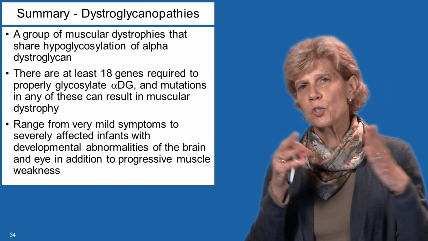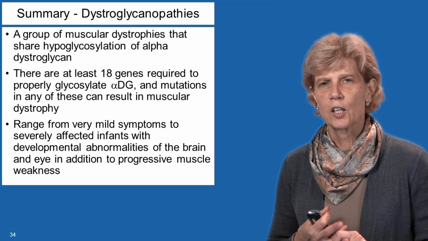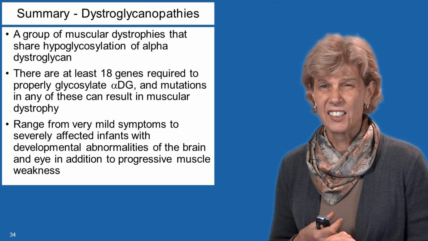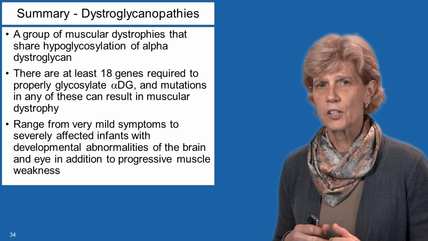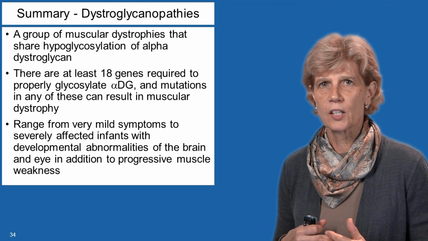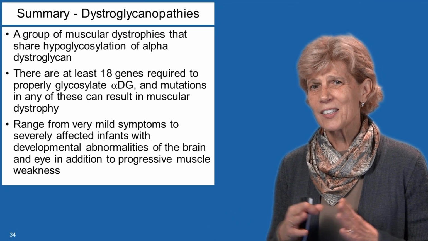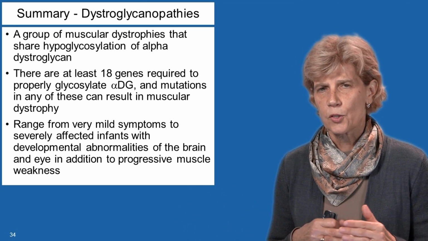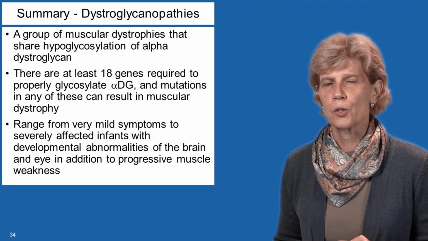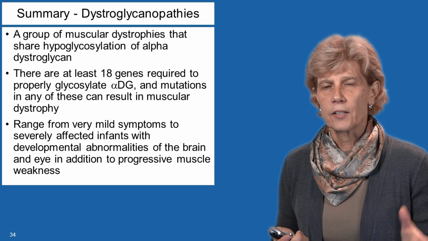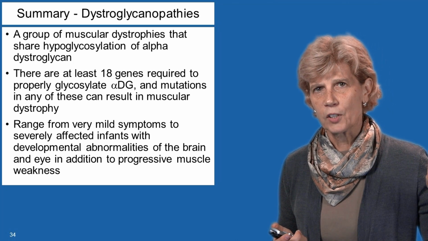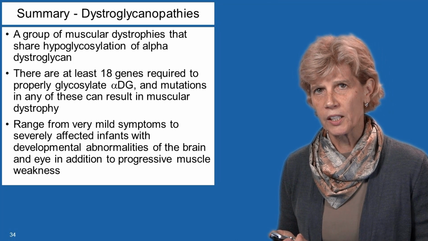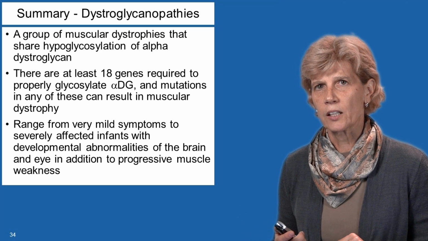Among the dystroglycanopathies, which is one subset of the muscular dystrophies that is characterized by hypoglycosylation of alpha-dystroglycan, there are at least 18 different genes involved in glycosylating alpha-dystroglycan, and mutations in any of these genes can cause muscular dystrophy and basically can cause the full range of clinical symptoms, most likely. So when I have a patient, I can't predict which of those genes is going to be abnormal. These symptoms can range from being a very severely affected child with brain malformation, eye malformation, and muscular dystrophy and weakness to a virtually asymptomatic adult.